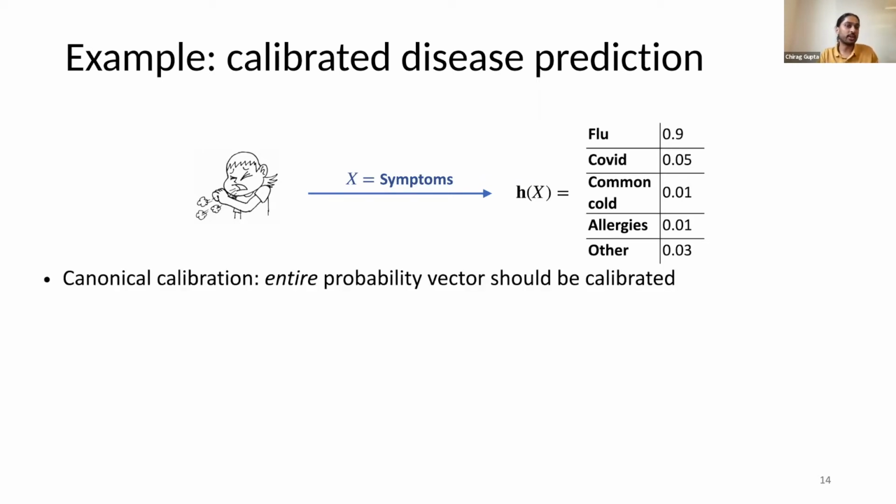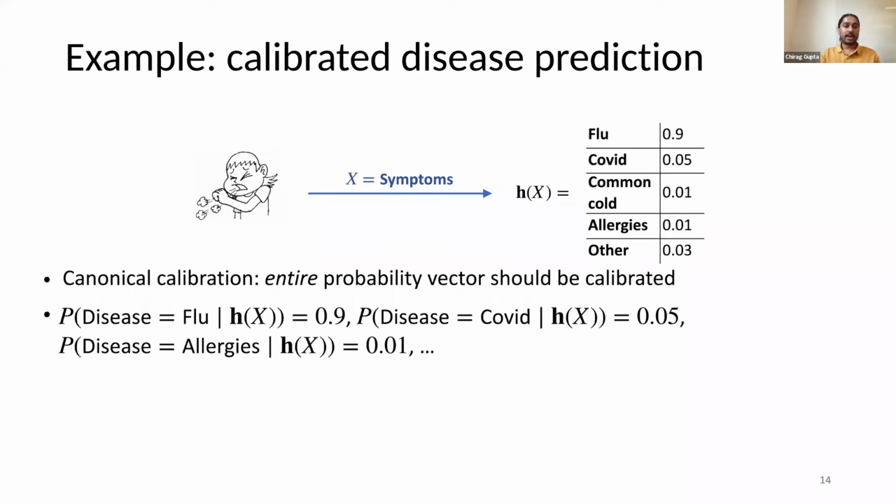So that's what canonical calibration would say. Like you would say that this entire vector should be calibrated. Actually, just taking a step back, I would say, why do you want this to be calibrated in the first place? Well, this model suggests that this patient is very likely to have flu. And if you just give them a flu test and don't worry about any of the other diseases, you'll probably get a positive. That's what the model suggests, but only if it's calibrated. So you want to be sure that it's calibrated in some way before committing to a particular prediction.